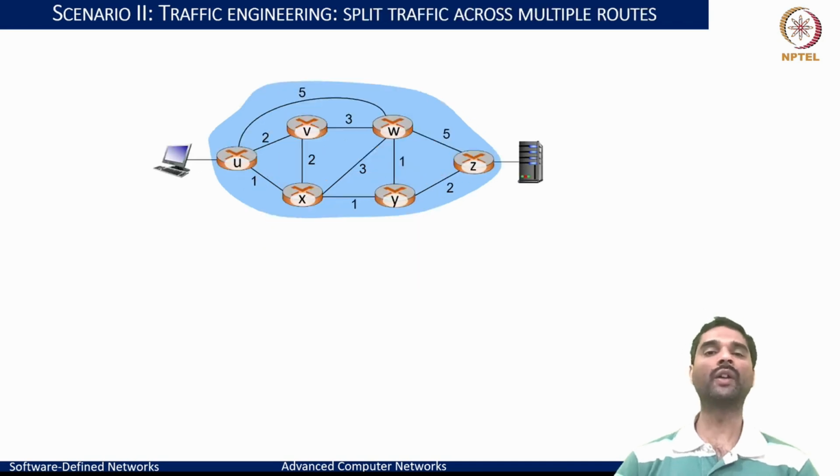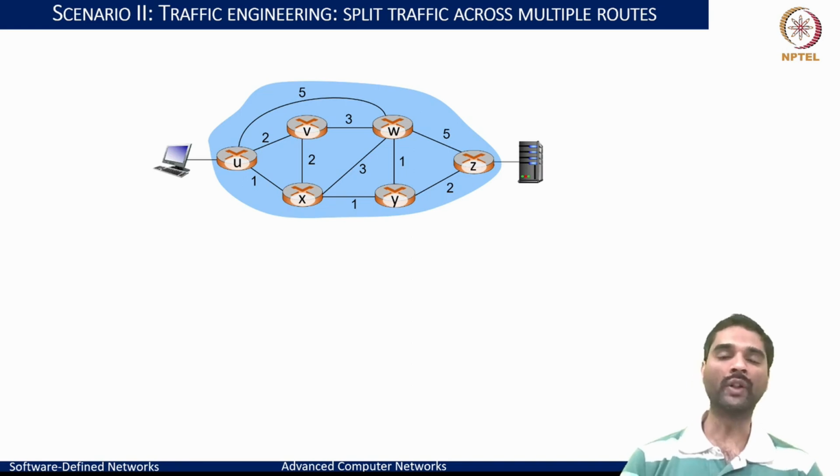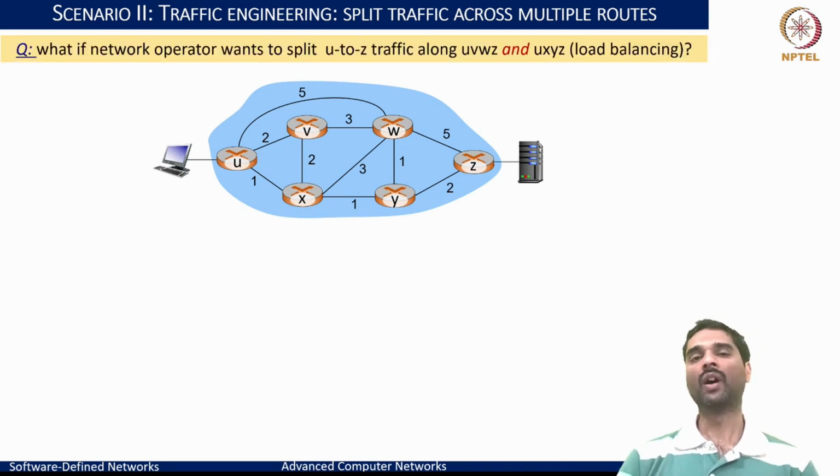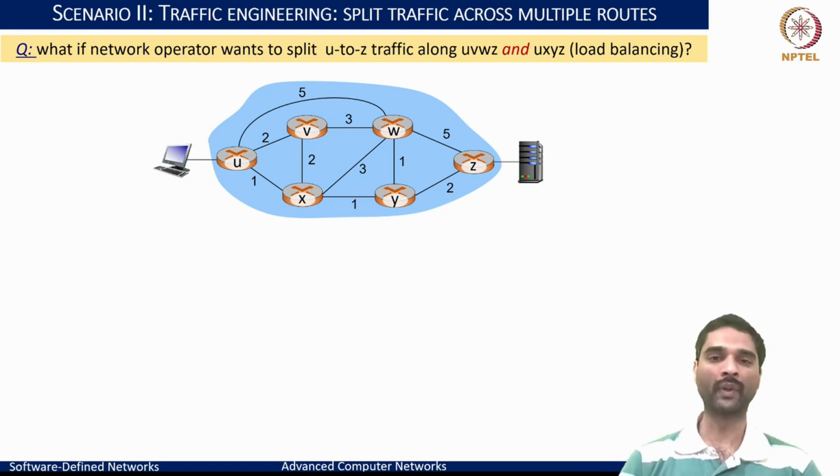Next, let us look at another important aspect that we typically come across when we have multiple links, which is to split the traffic across multiple routes that we have. So if we take again the same topology and we want to route all the way from the client connected to a router U to the server connected to the router Z, we can see how could we even split the traffic properly so that we are able to balance the load within the network.